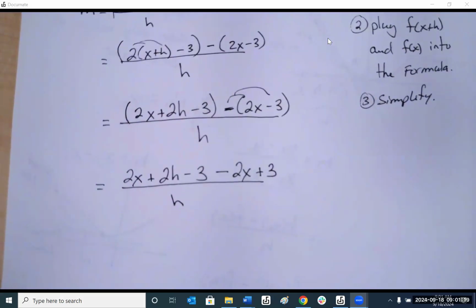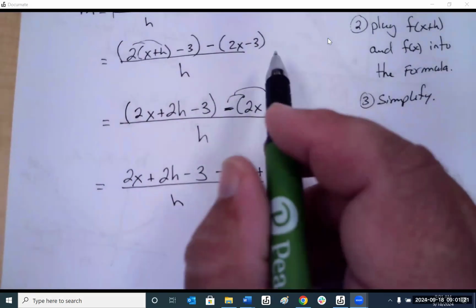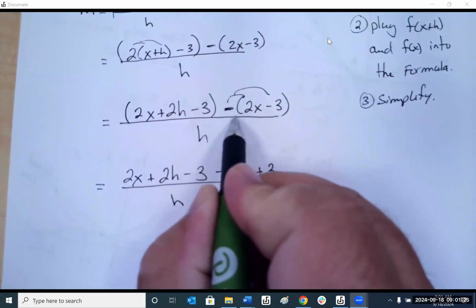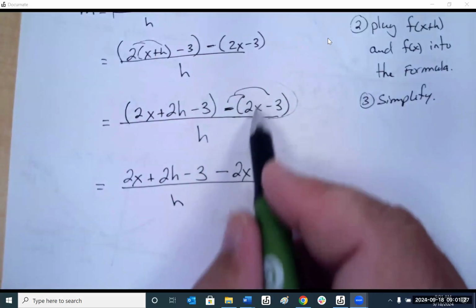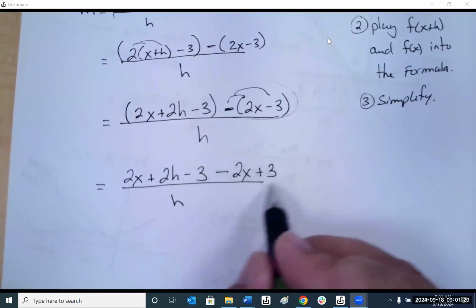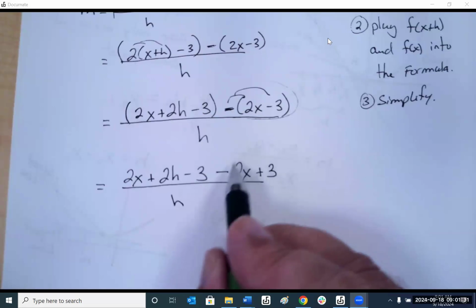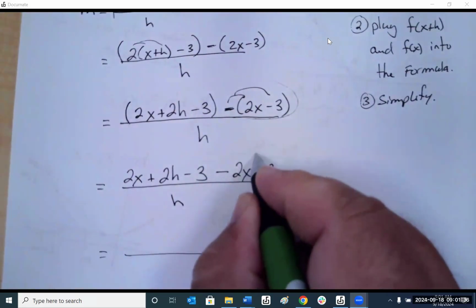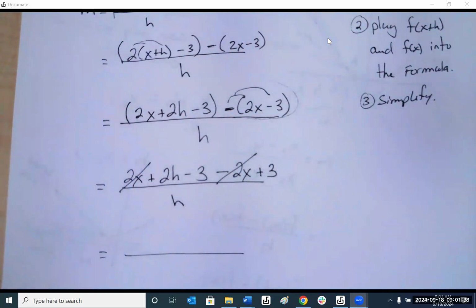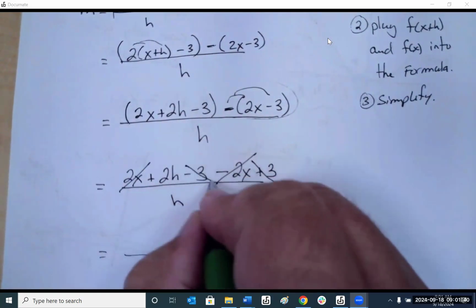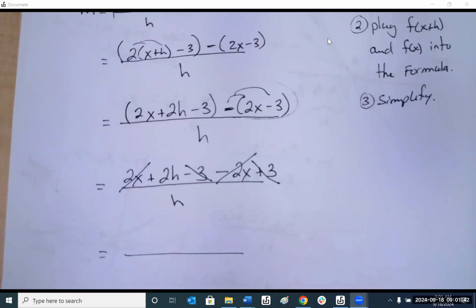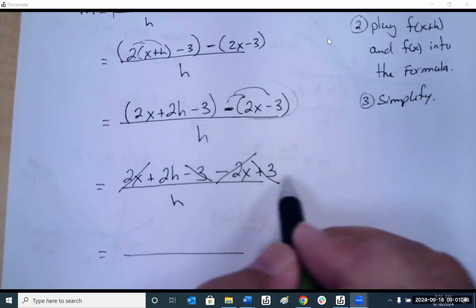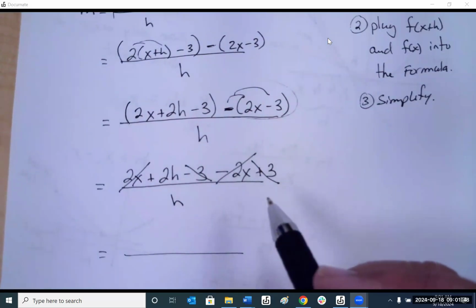Here's an important point. Everything after this minus sign here, once you get rid of the parentheses, all these numbers have to disappear. They have to cancel out. The negative 2x and then 2x. The positive 3, negative 3. Everything after the minus sign, when you get rid of the parentheses, has to disappear. If it doesn't, you did something wrong.